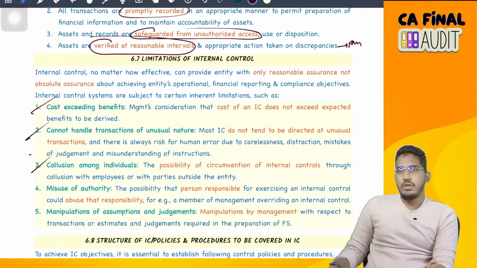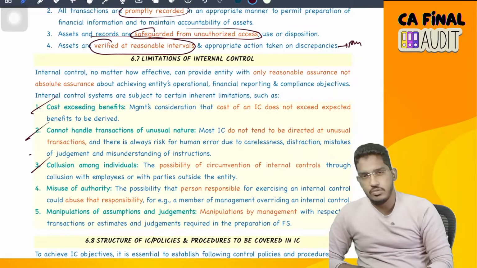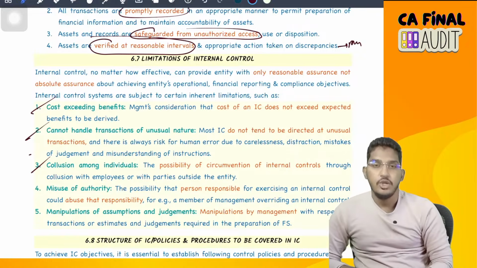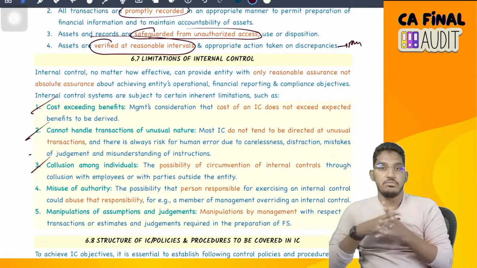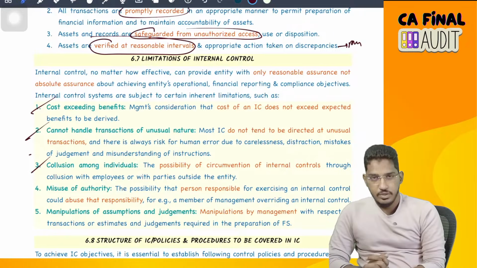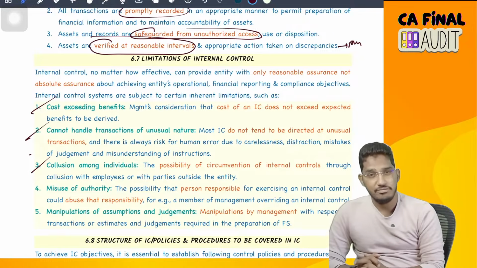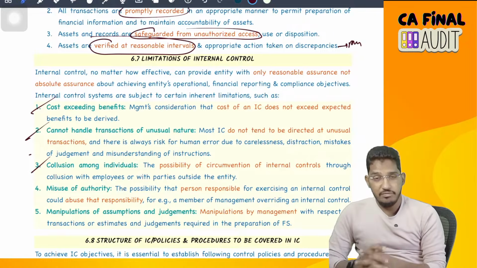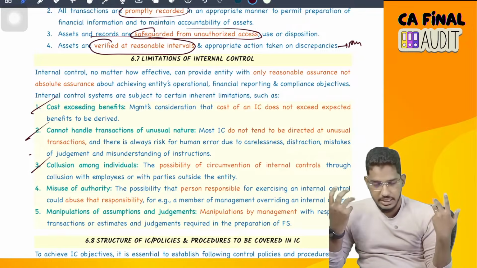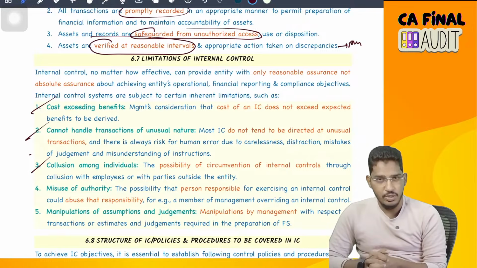Or collusion. One of the most important reasons why internal controls fail in organizations is collusion. Those people among whom the segregation of duties has been done, to ensure that no one will have control, with a very noble intention, we divide the responsibilities among different people.